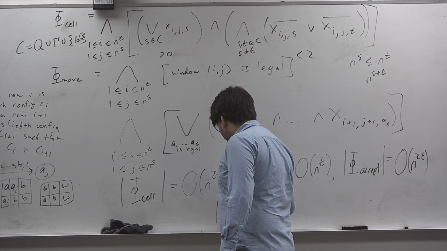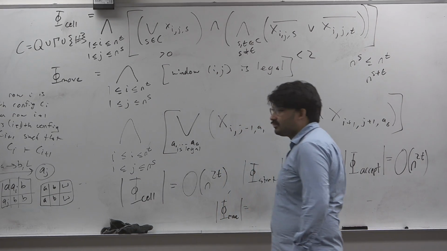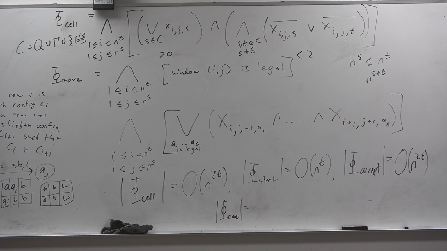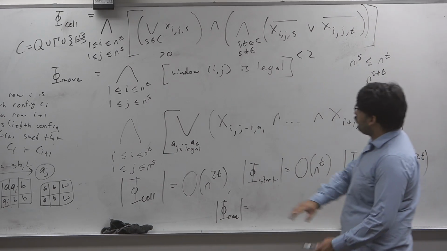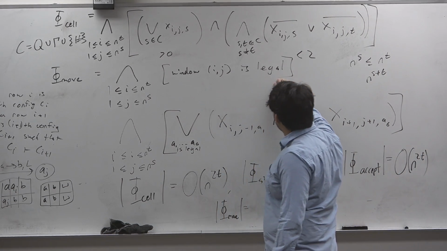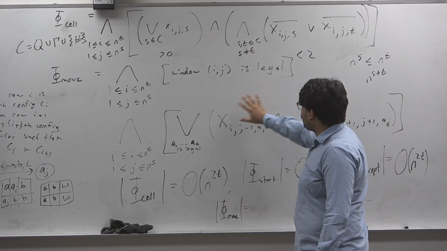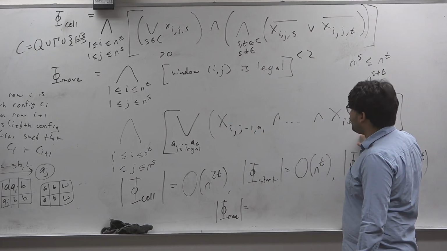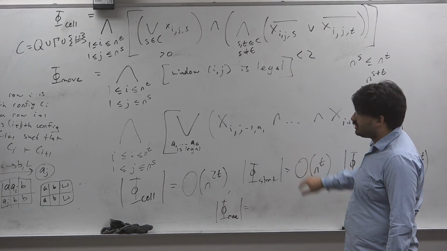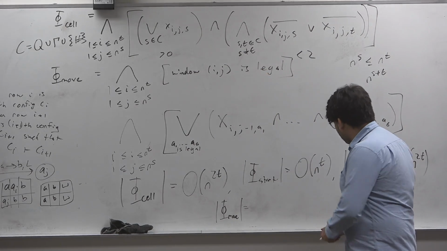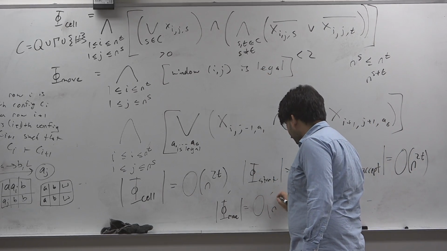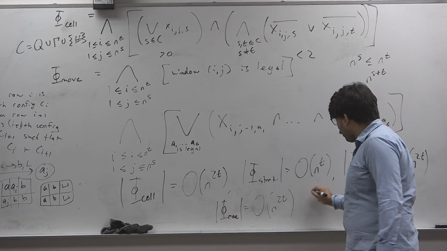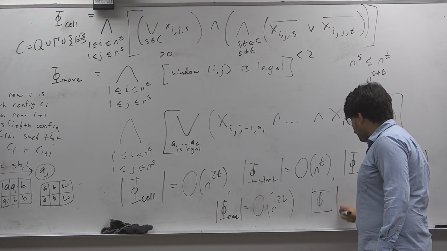What about phi move? This is the hard one, the ugly one, but in some sense the most important, right? N to the 4t? I actually don't know. Let's see. This is a double for loop. The check that window ij is legal should be a constant. There are constantly many legal windows. There are 6 things to check per window. So this is something big, but it's a constant for each one. So this is n to the 2t times c.